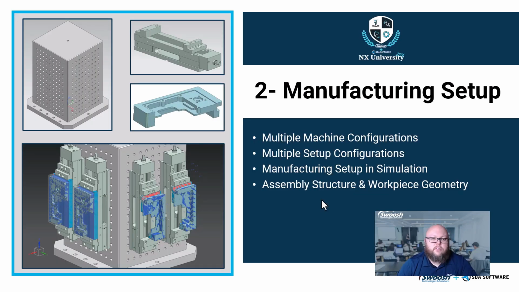All right, so now this gets into the core NX CAM setup information, manufacturing setup information. How can we have maybe multiple setup configurations, machine configurations, where and why do we get this information? How does it flow through our CAM part file from our manufacturing setup to our machine tool simulation?